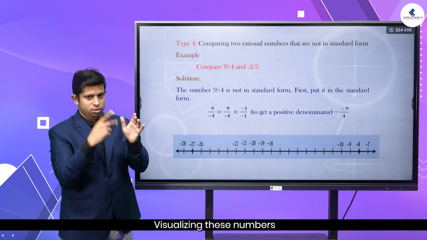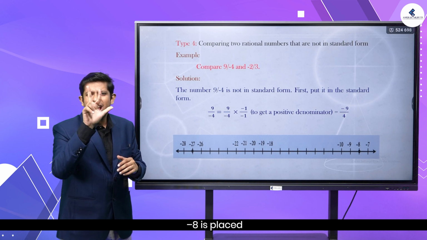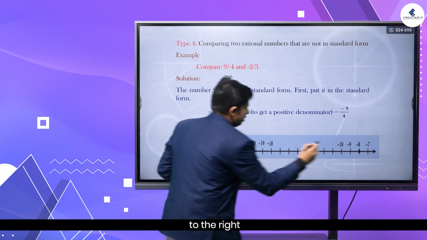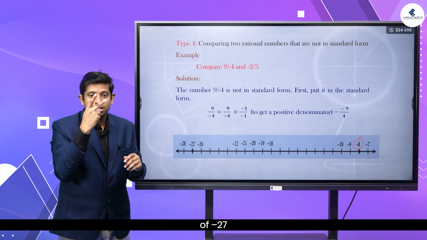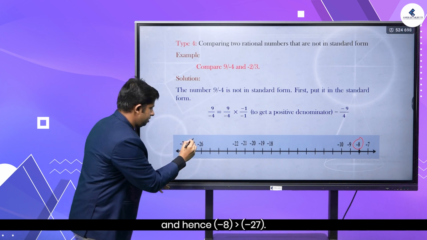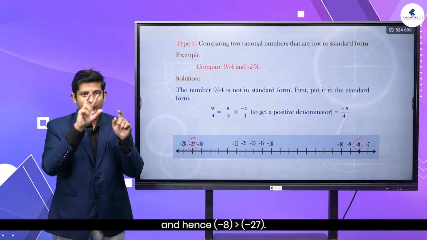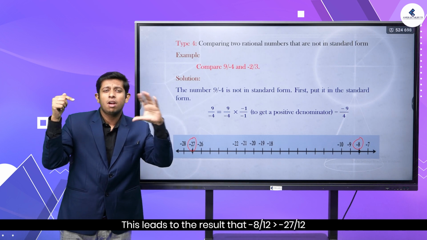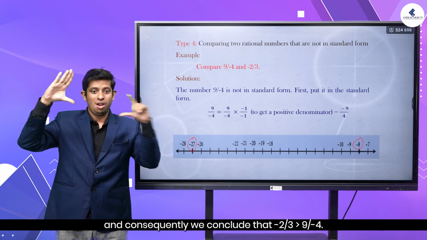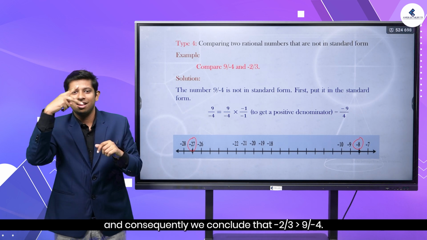Visualizing these numbers on the number line, we see that minus 8 is placed to the right of minus 27, and hence minus 8 is greater than minus 27. This leads to the result that minus 8 by 12 is greater than minus 27 by 12, and consequently we conclude that minus 2 by 3 is greater than 9 by minus 4.